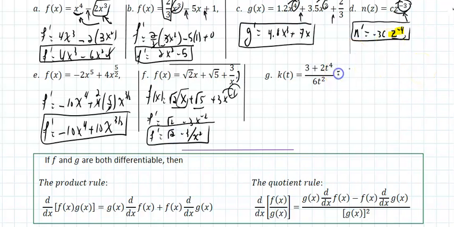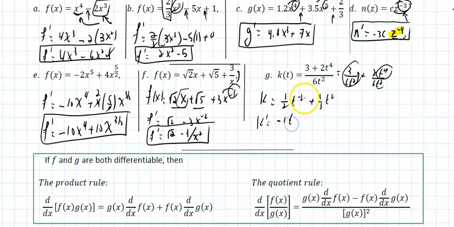Here I need to manipulate that a bit. That's really 3 over 6t squared plus 2t to the 4th over 6t squared. So I could say that k of t is actually 1 over 2, and I'm going to move this up, plus 1 over 3, and t to the 4th divided by t squared is t squared. K prime is, bring the power down, negative 2 times a half is negative 1. Bring the power down, 1/3 times 2 is 2/3. And bring that back down, and k prime would be negative 1 over t cubed plus 2t over 3.